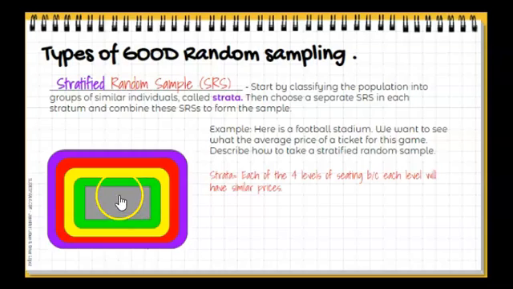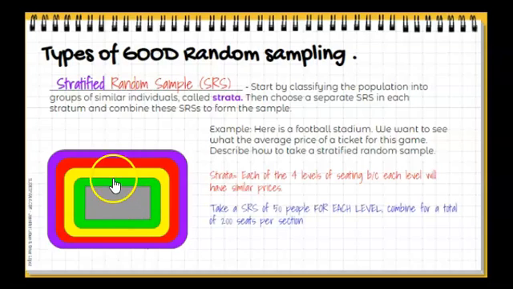Each strata is going to have a sample taken. So I'm going to take 50 people from each strata here and combine those 50 people for my overall random sample.